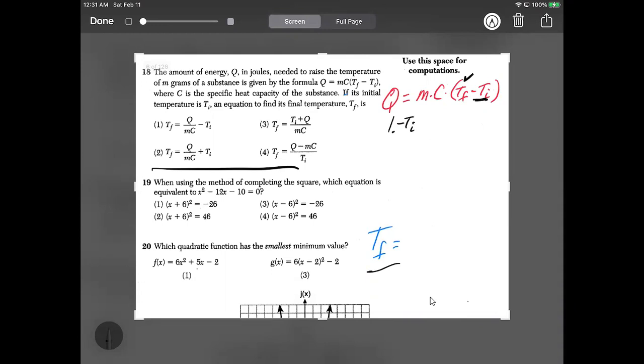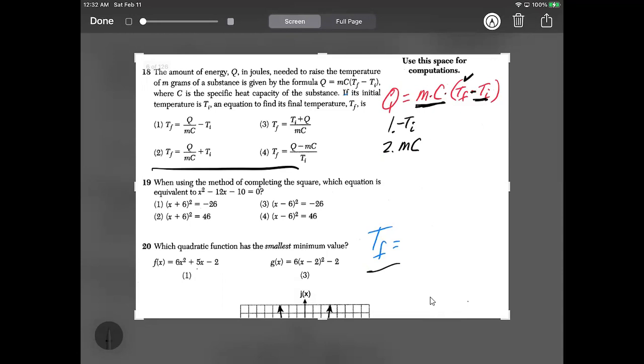Well, we're multiplying M and C. We can do them individually or we can do them together because they're both basically being multiplied. So the second thing that we're doing is multiplying T sub F by M and C. And is there anything else that we're doing? No, there isn't. That's all. We subtract and then we multiply both of these two other variables.